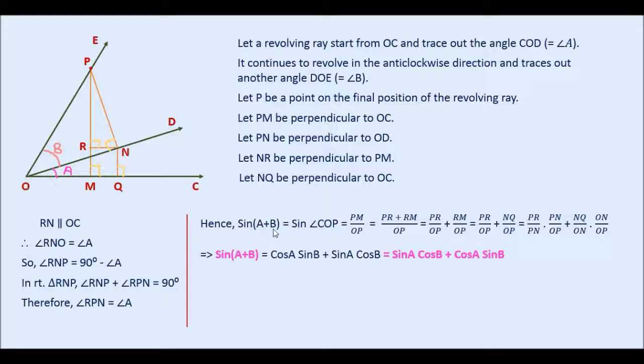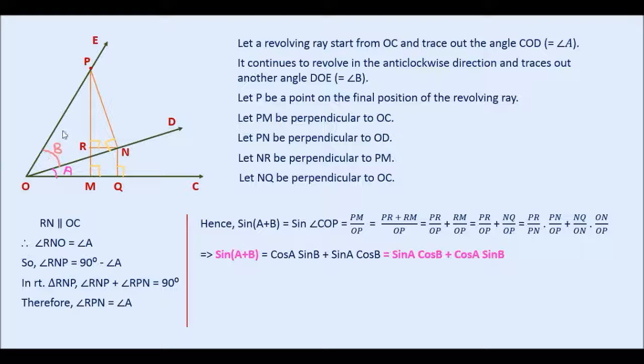So sine of angle A plus B equal to, what is PR by PN? Coming to this right triangle PRN, PR and PN, what was this angle RPN equal to? Angle RPN is equal to angle A. And PR by PN, of course PN is the hypotenuse, and since PR is touching the angle A, this becomes the base for angle A. So PR by PN is the cosine of angle A. And PN by OP.